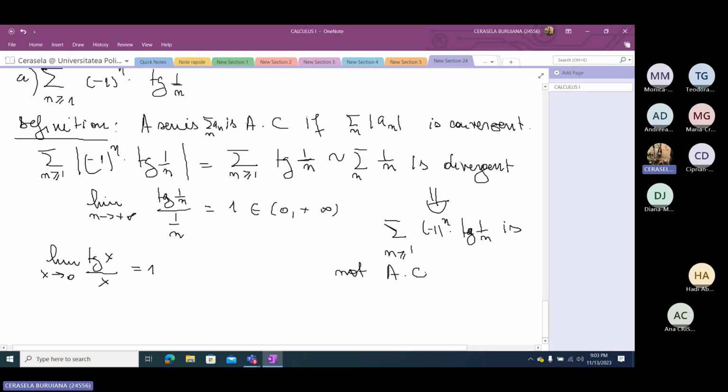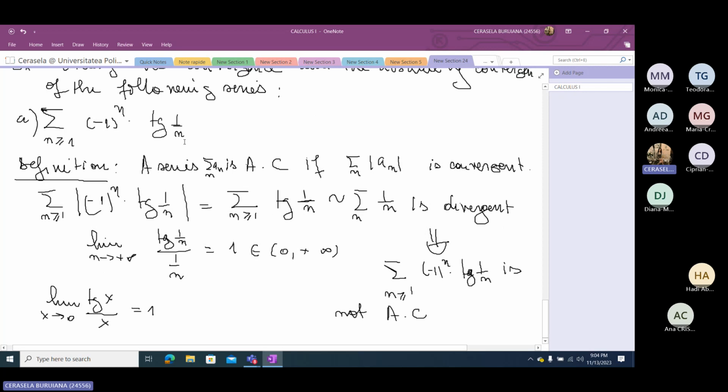Okay. Let's move on. And so it's not absolutely convergent. But what happens with the convergence of the series? We have to give an answer to this part. If we were lucky and the series was absolutely convergent, then we know that the series is also convergent, and finished. But look, we have a case where the series is not absolutely convergent. What about the convergence now?